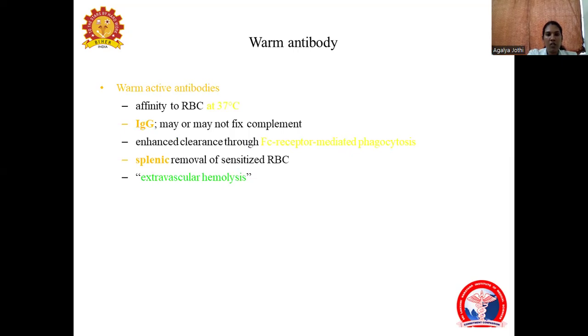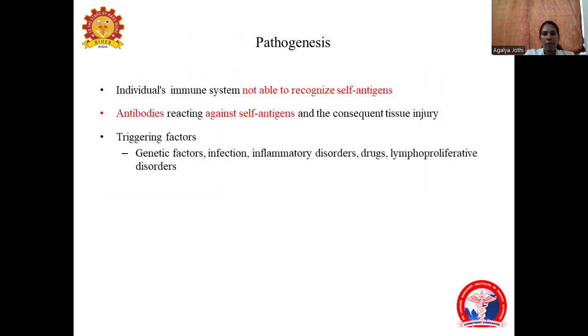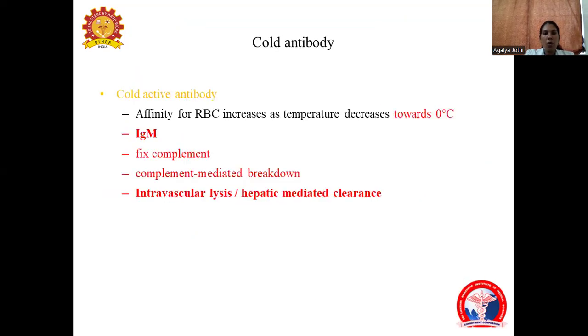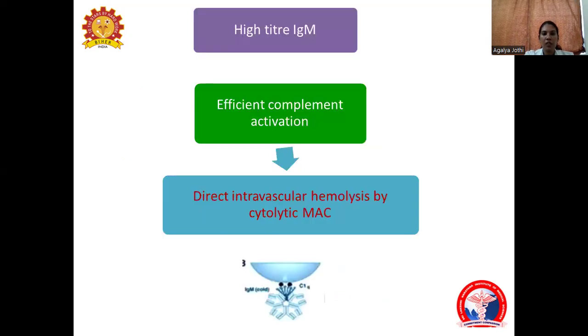Here the antibody is IgG type. It may or may not fix complement, and enhances clearance through Fc receptor mediated phagocytosis. Here extravascular hemolysis occurs. For cold reactive antibodies, the affinity is higher as the temperature decreases towards 0 degrees Celsius. Here it fixes the complement. Complement mediated breakdown, intravascular lysis occurs with hepatic mediated clearance.